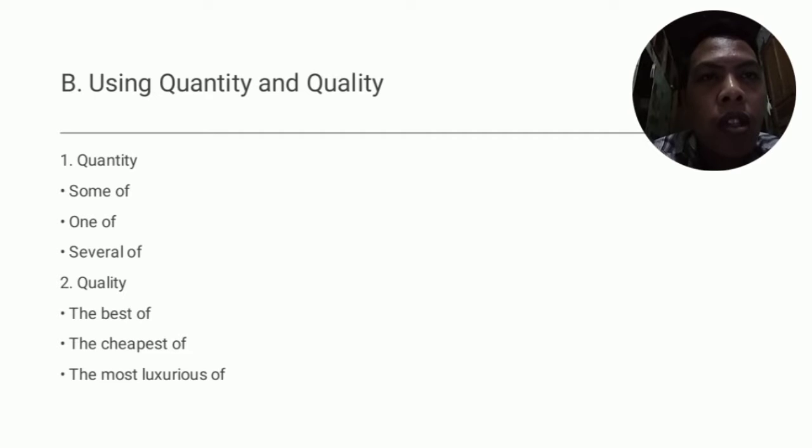B. Using quantity and quality. Number 1. Quantity. Example: some of, one of, several of. Number 2. Quality. Example: the best of, the cheapest of, the most luxurious of.